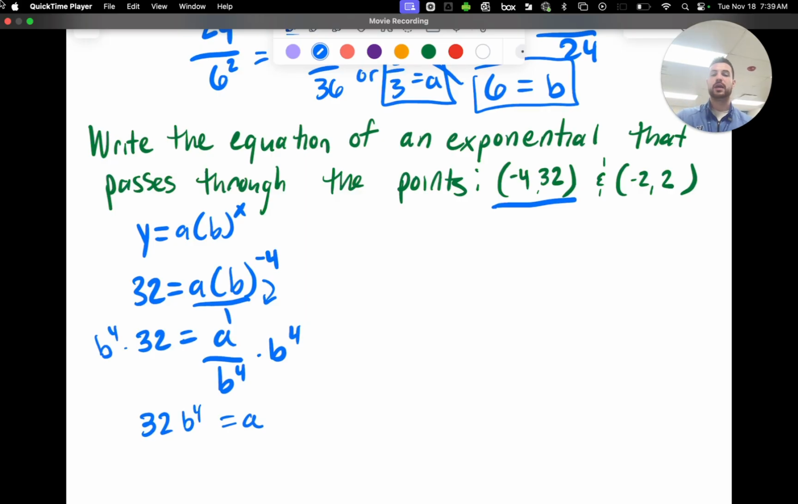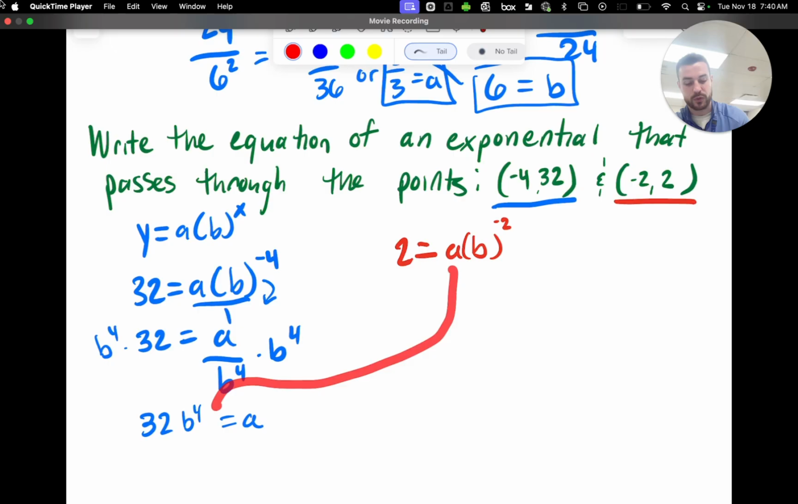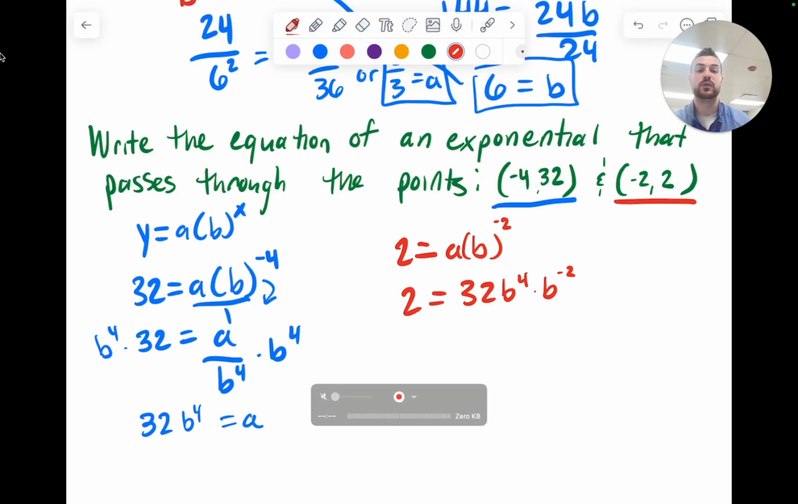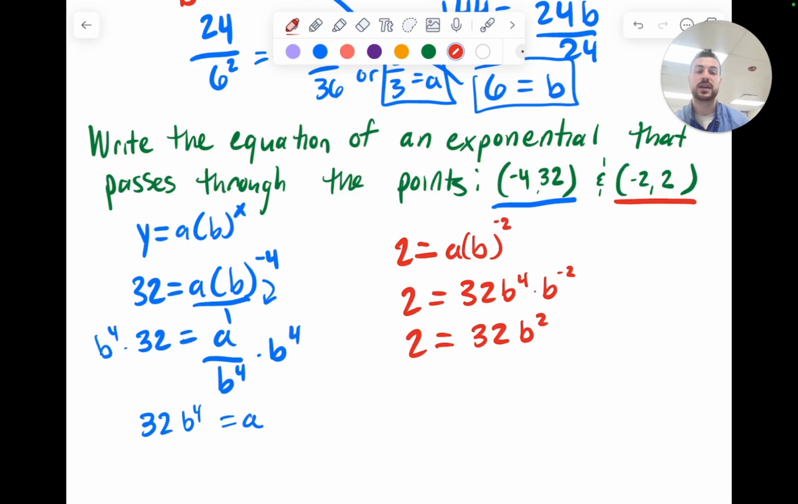So a little bit different than what we had before, but the same rules are going to apply. I am now going to plug in my next point. y, which is actually 2, equals a times b to the negative second. I can substitute what a is equal to. 2 equals 32 b to the fourth times b to the negative second. When we are multiplying two values that have the same base, we're going to take their exponents and we are going to add them. 2 equals 32 times b to the second, and now I can solve for b.